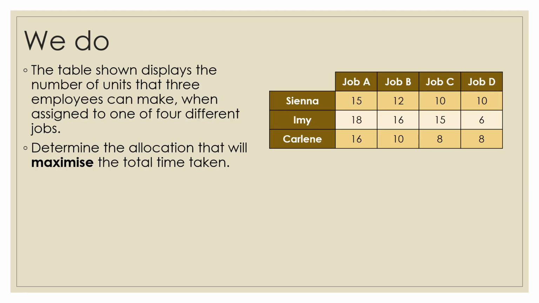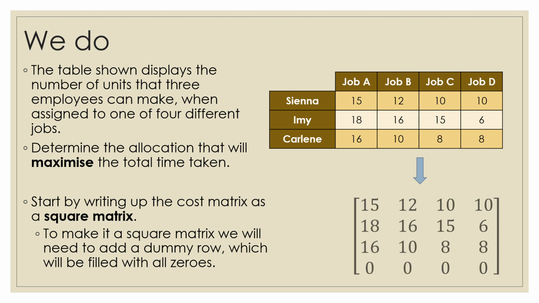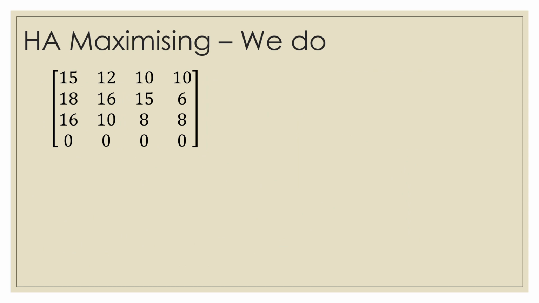Okay, this time we're going to maximize, and once again what we can see is we've got 3 people here and we've got 4 jobs. So basically, there is going to be a job which is incomplete, which is okay, doesn't matter. So firstly, start by writing it as a square matrix like so. We need to insert the zeros across the bottom this time, because we want to make it into a square matrix.